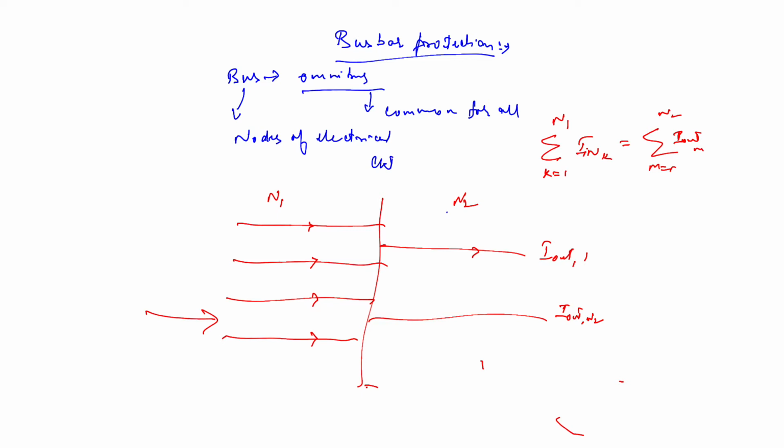We can also have a protective zone which is created by the protective relay. Here we will have the circuit breakers on the incoming lines and outgoing lines. This blue rectangle is the protective zone generated by the protective relay.